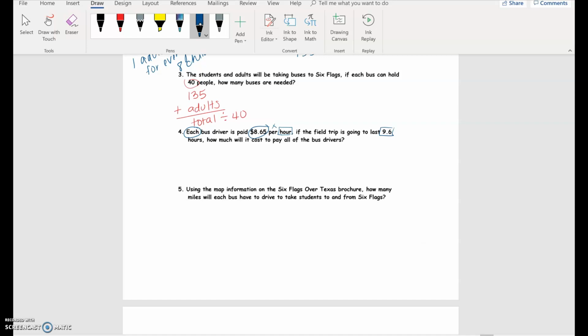But then we need to go back to number 3 and see how many buses, so that we can figure out the cost for all of the bus drivers. So we're going to do $8.65 times your 9.6. And then you're going to take that, because that's one bus driver, times the number of buses that you got in number 3.